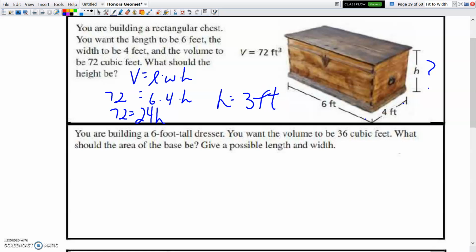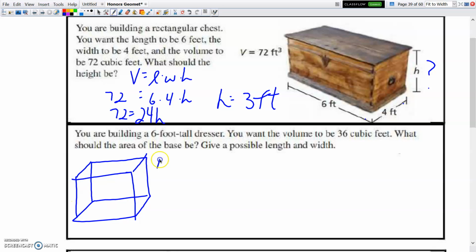The next one, you're building a 6-foot tall dresser. So we can kind of think of, oops, wrong line. 6 feet tall. We want the volume to be 36 cubic feet. What should the area of the base be?